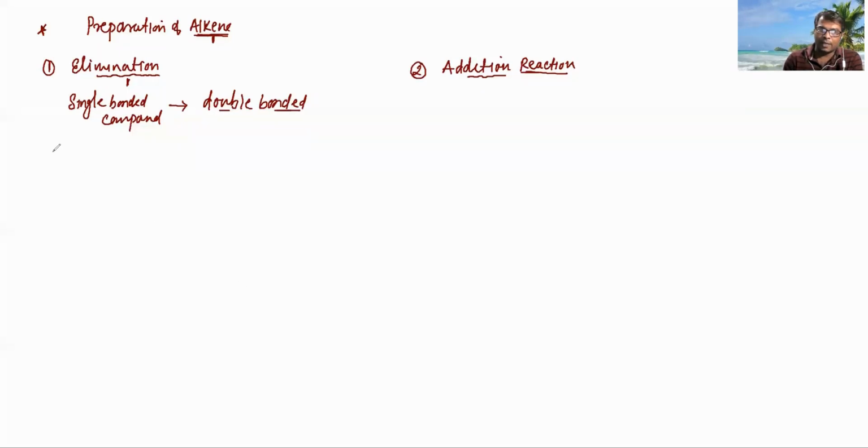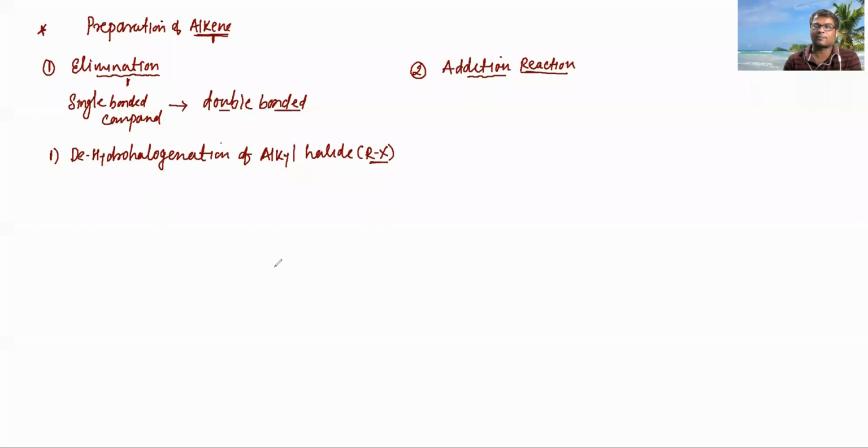Okay. There are three elimination reactions through which we prepare the alkene. The first reaction is dehydrohalogenation, the removal of hydrogen and halogen, that is, dehydrohalogenation of alkyl halides. By using this reaction, we can prepare the alkene from alkyl halides.